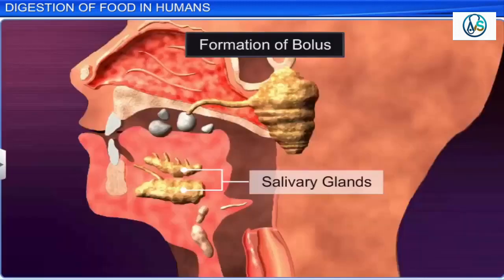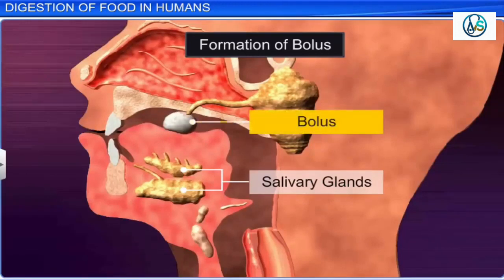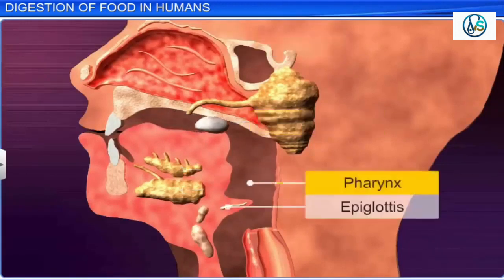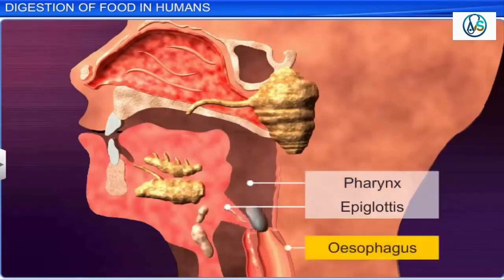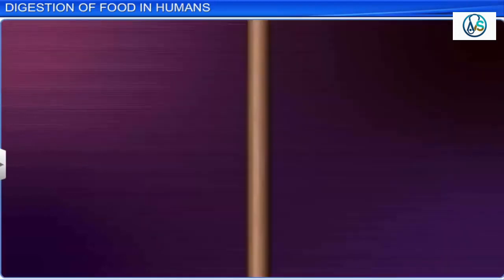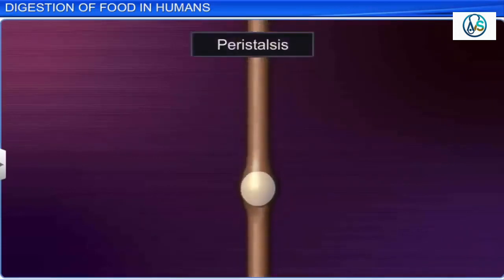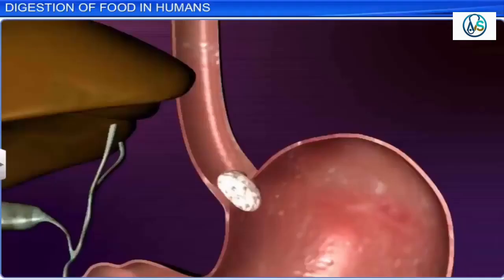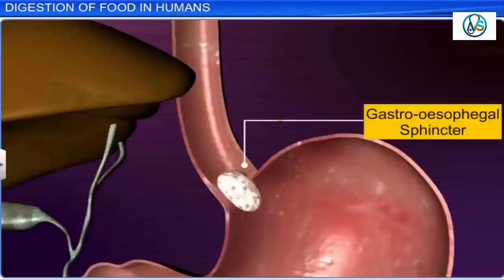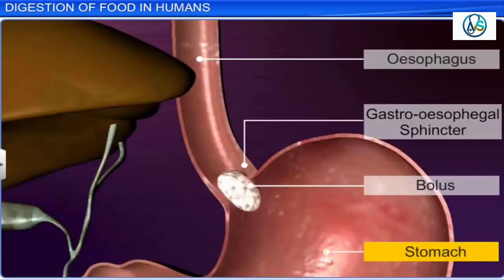Mucus, on the other hand, lubricates the food and helps the masticated food particles stick together to form a bolus. Thereafter, the bolus passes through the pharynx and then into the esophagus by the process of swallowing or deglutition. Once the bolus enters the esophagus, a series of wave-like muscular contractions known as peristalsis pushes it down the esophagus and towards the gastroesophageal sphincter, a one-way valve that conducts the bolus from the esophagus into the stomach.